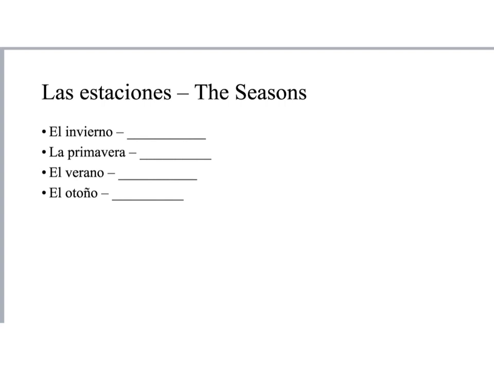We're going to be working on the clothing vocab that we've had, but we're going to relate it to the seasons. In Spanish, las estaciones means the seasons, and here listed are our four seasons: el invierno, la primavera, el verano, and el otoño. As you're looking at these, the easiest one probably to pick out is the autumn or the fall, which is el otoño. So you can write fall there.